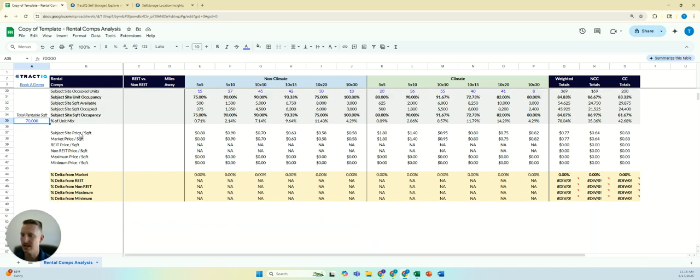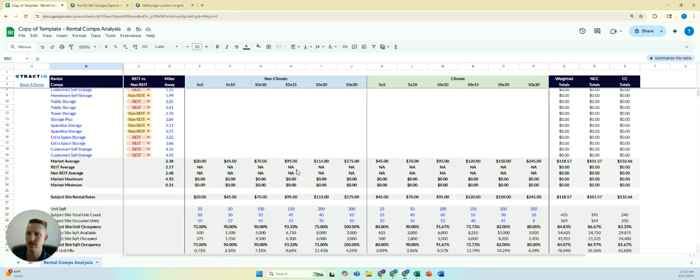Here we've got some more analysis. We'll give you price per square foot, and this gold area is where it gets really interesting. We'll be able to understand how our rental rates compare. Are we above? Are we below the market? But we'll dive into that analysis here in a second.